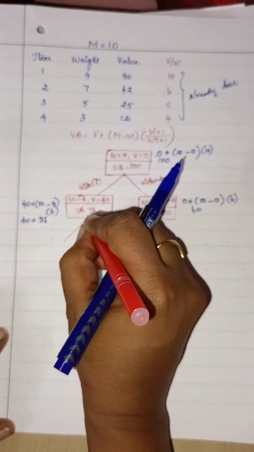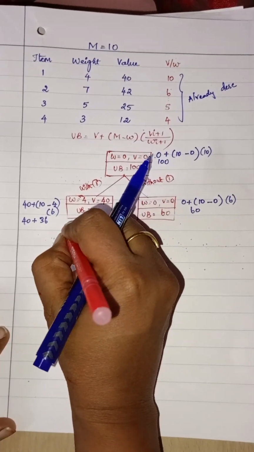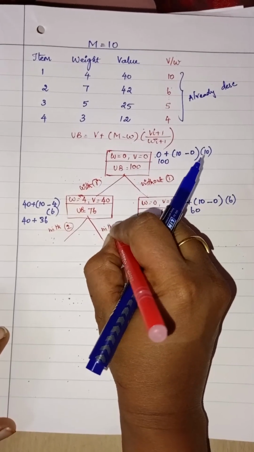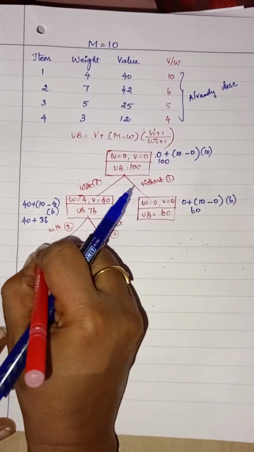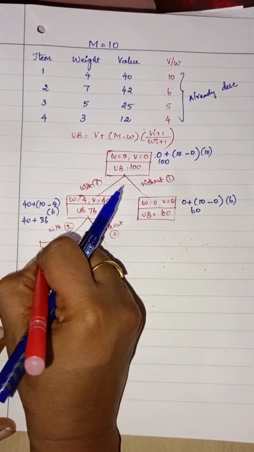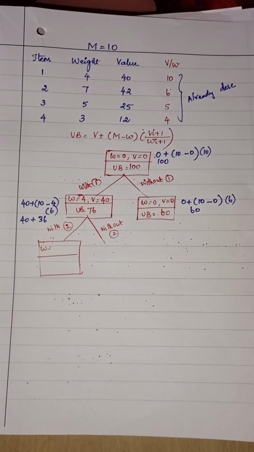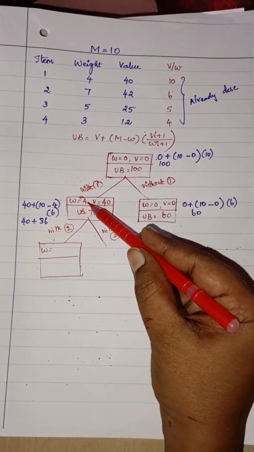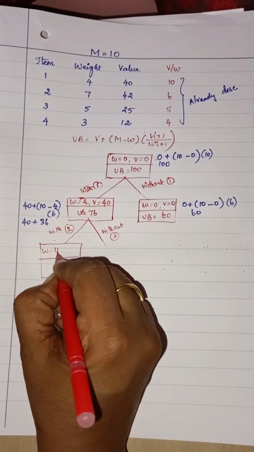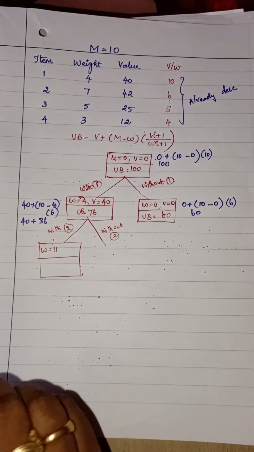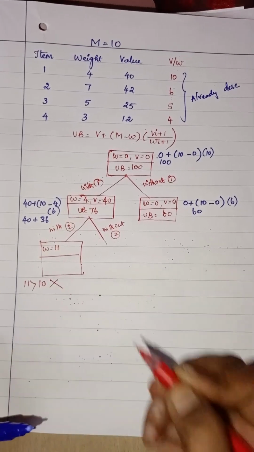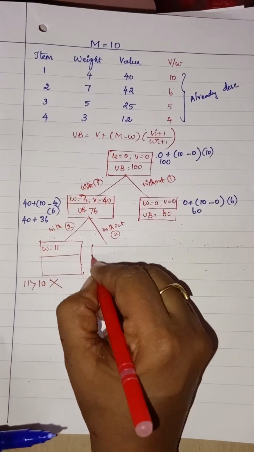So already I have considered item 1. Now it should be with item 2 and without item 2. So how will it be? So with item 2, already the weight of the knapsack now is 4. What is the weight of the second item? 7. So if I include 7, it will be 11. 11 is greater than the capacity of the knapsack. So this cannot be explored further. So I am leaving it.